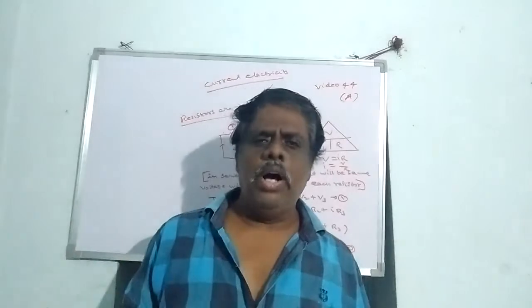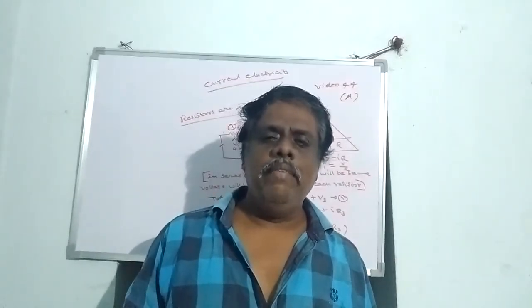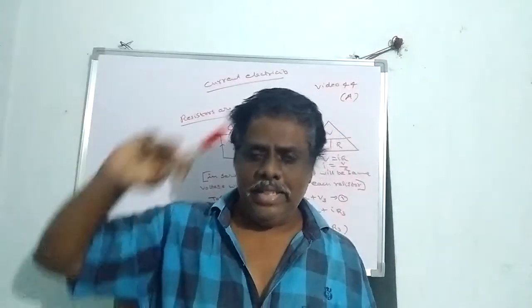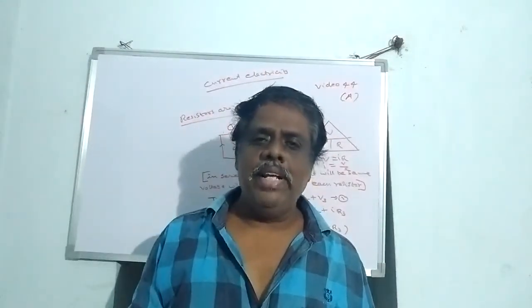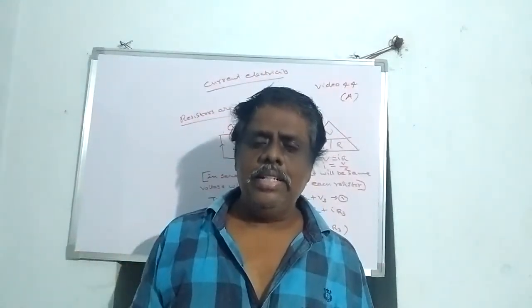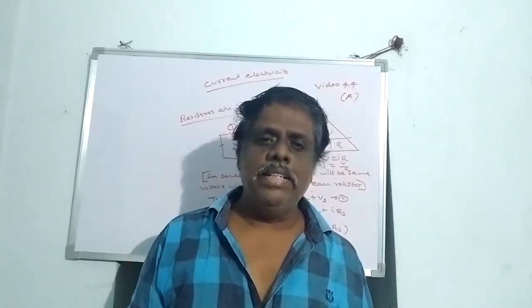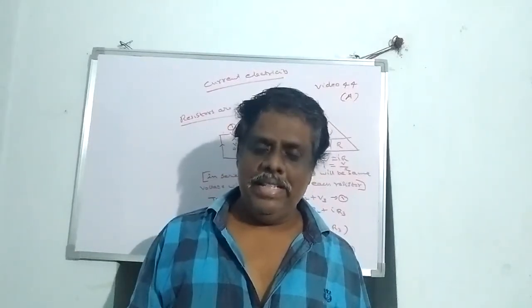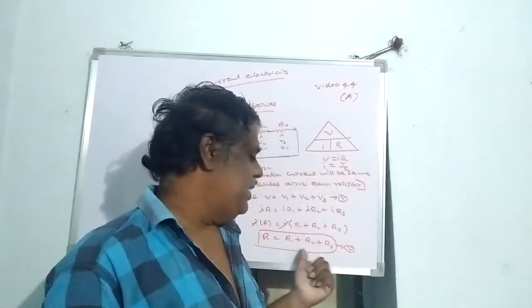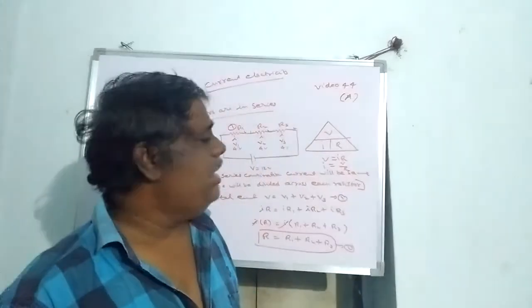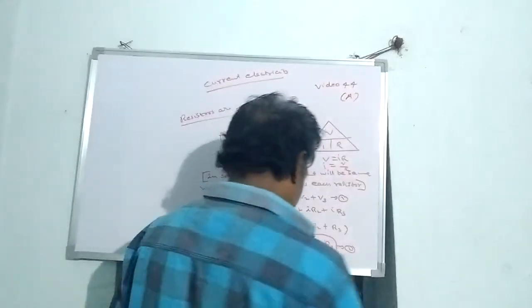So net or combined or effective resistance R is equal to R1 plus R2 plus R3 and so on. That means if the number of resistors in this circuit increases, the effective resistance or total resistance of the circuit will increase. That means effective resistance will be equal to the sum of the resistances of the individual resistors. This is about series combination.